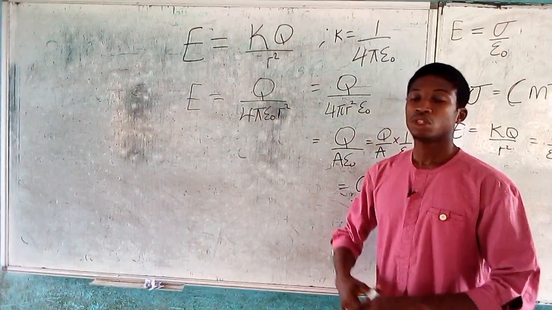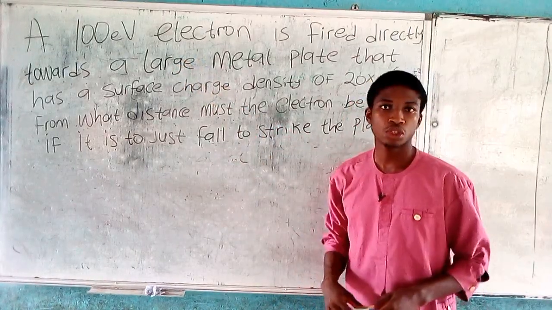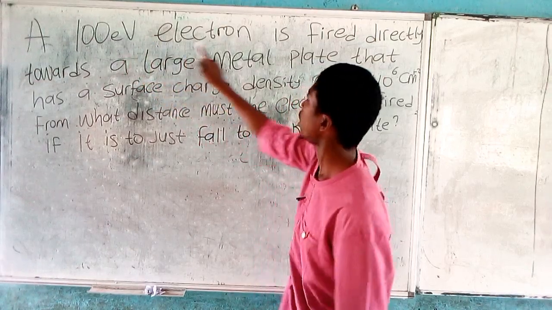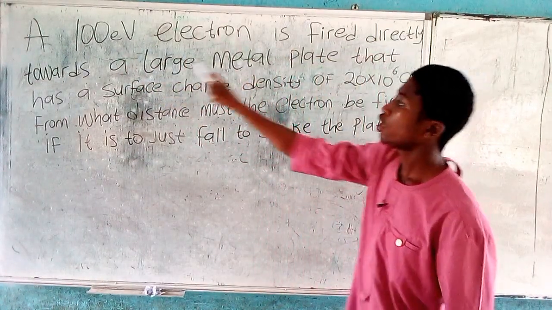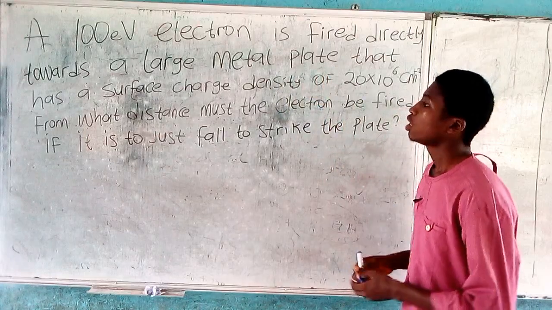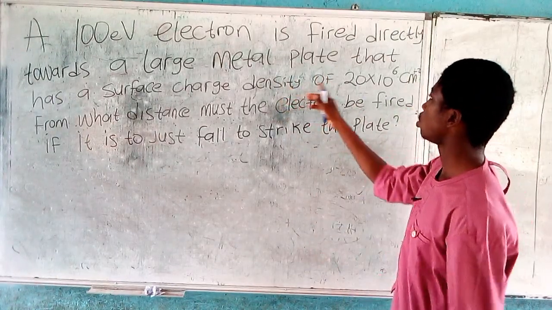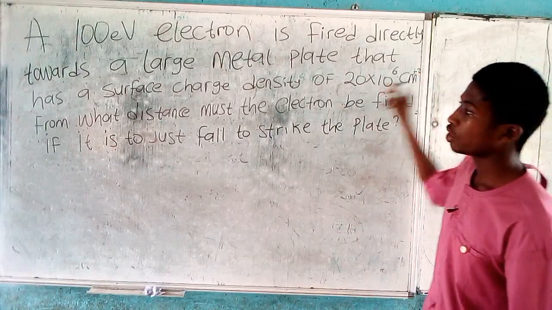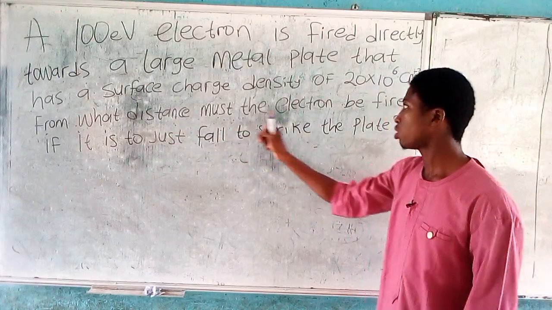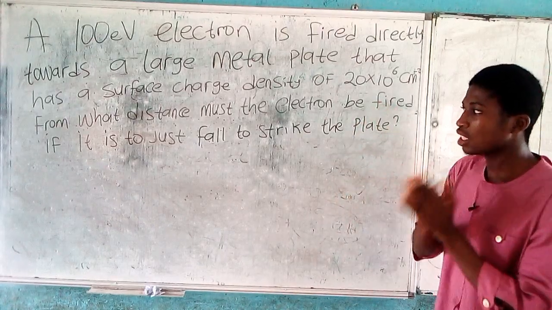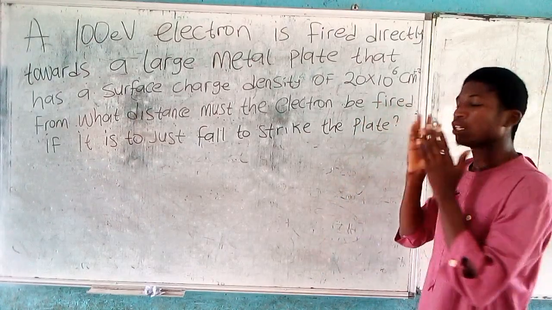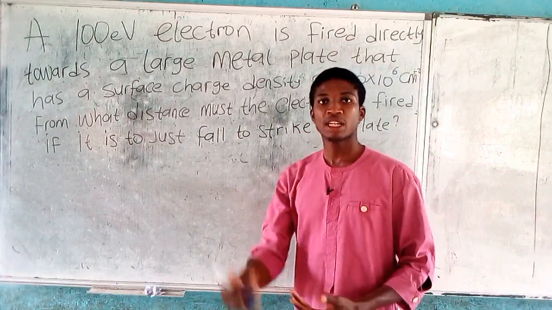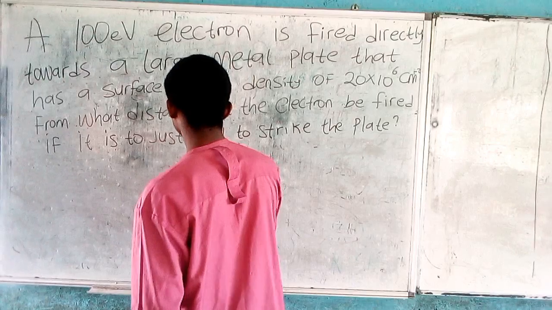Now let's move into question 1. The first question says a 100 electron volt electron is fired directly towards a large metal plate that has a surface charge density of 20 times 10 to the power of 6 coulomb per meter squared. From what distance must the electron be fired if it is to just strike the plate? This is a very simple question. Remember our steps: first write the parameters and so on. Solution.